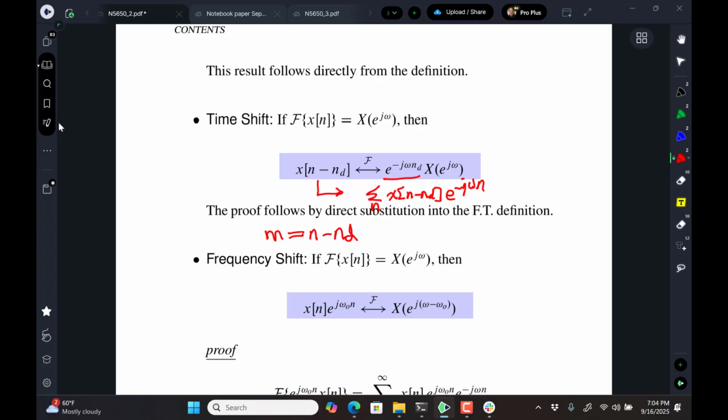You want to get the n reduced down to the definition, so you'd have x of m. And then under this change of variables, you have to replace n by its new value, which, from this substitution, is going to be m plus nd.